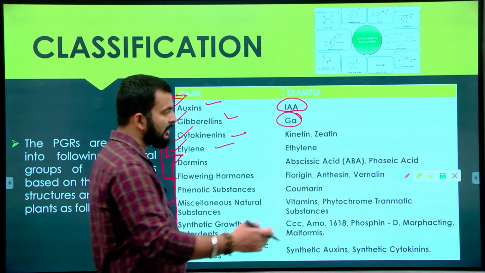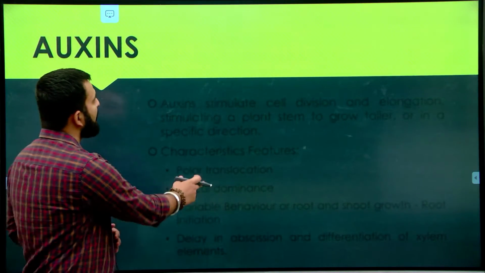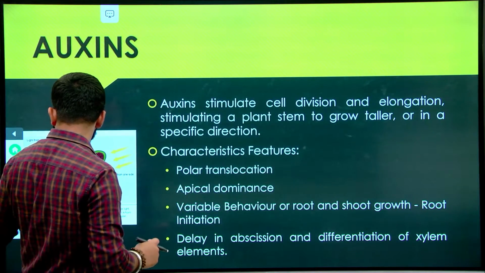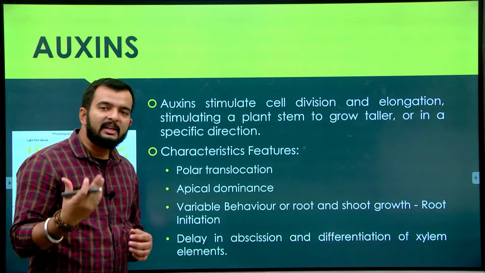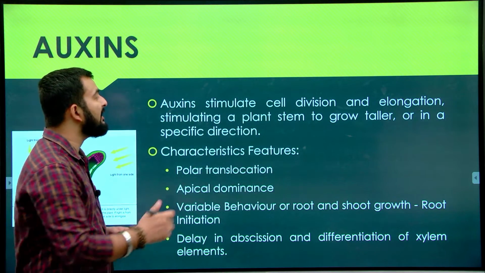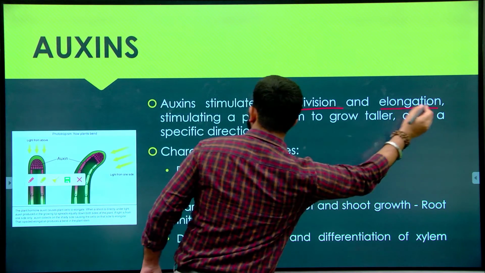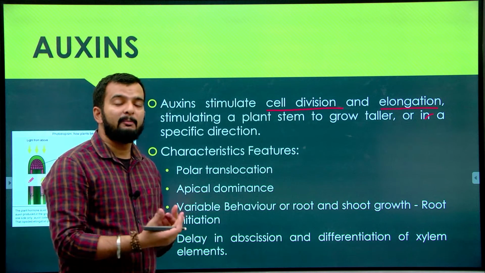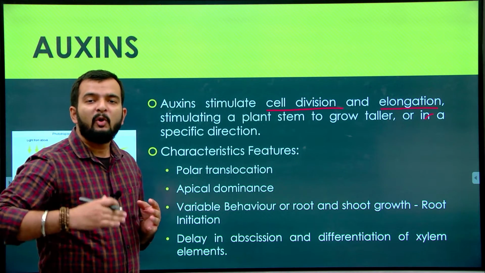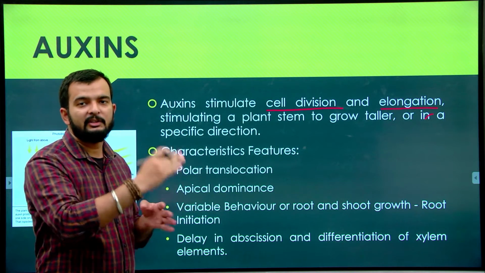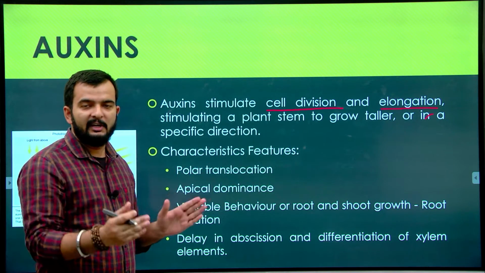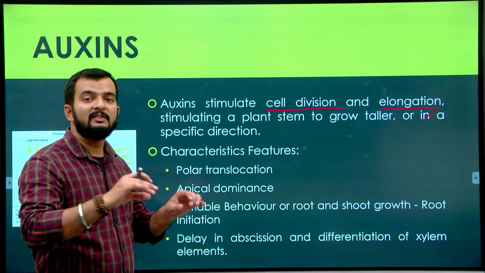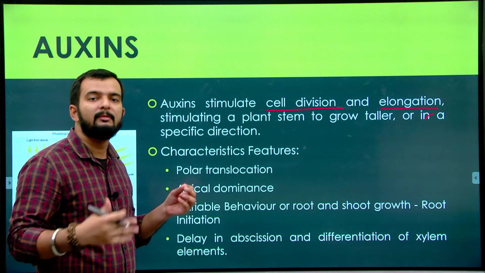So let's move on to the next one. First of all, auxin. This is your first category, auxins. Auxin is a chemical substance that stimulates cell division or elongation, stimulating a plant stem to grow taller in a specific direction. That is the main action of auxin. It will promote the stem of the plant to grow in an upward direction. It will prevent spreading of the branches. That is, the main growth will be in the main stem of the plant, while the secondary branches or secondary buds coming out of it will be suppressed.